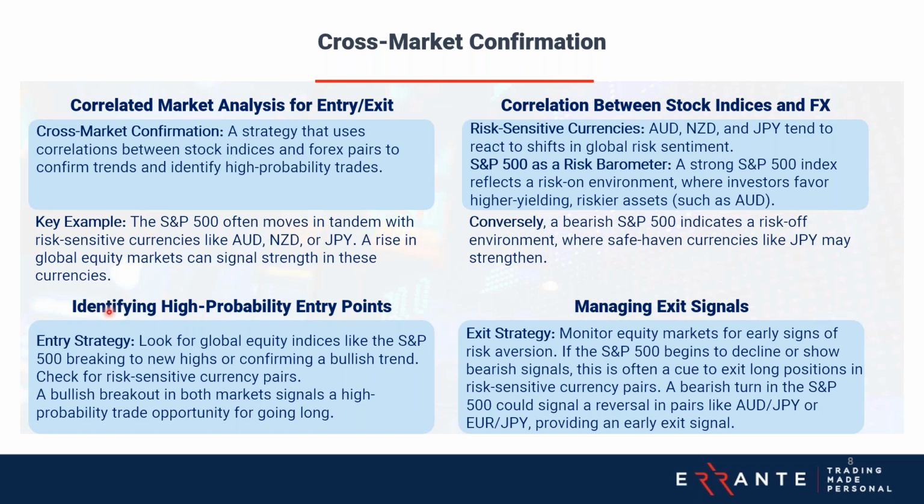On the other side, exit signals can often be found by monitoring the performance of equity markets as well. If the S&P 500, for example, starts to show signs of weakness or enters a downtrend, this risk-off sentiment can quickly spread to risk-sensitive currencies like AUD or NZD. At this point, you should consider closing your positions to avoid losses from a potential reversal in the currency pair.